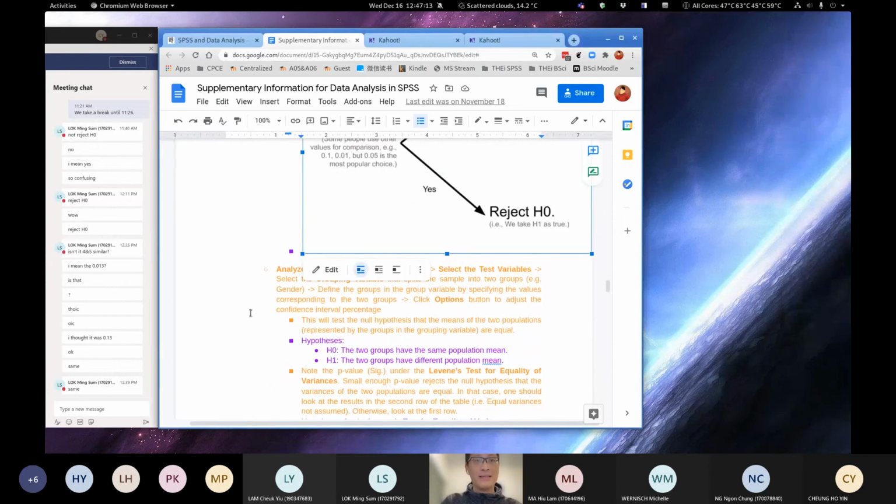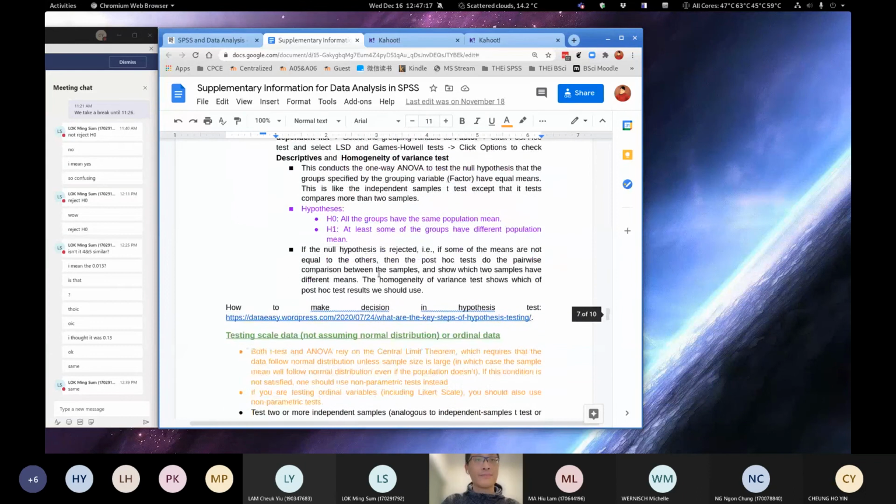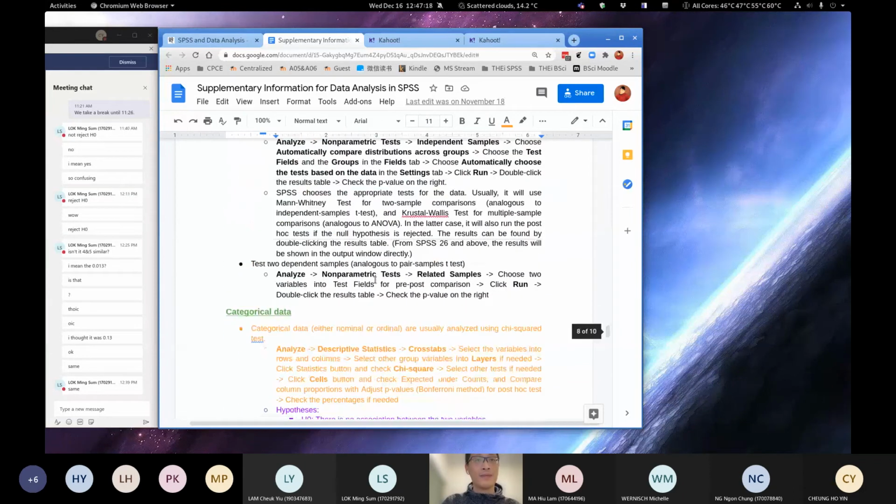Now, there is another type of non-parametric test, which is the related samples test. The related samples test is like the paired samples t-test, except that it is a non-parametric version. But I will skip this one because it is quite straightforward.